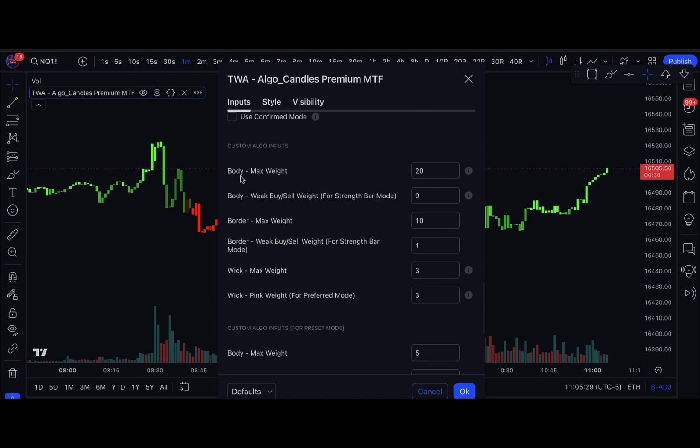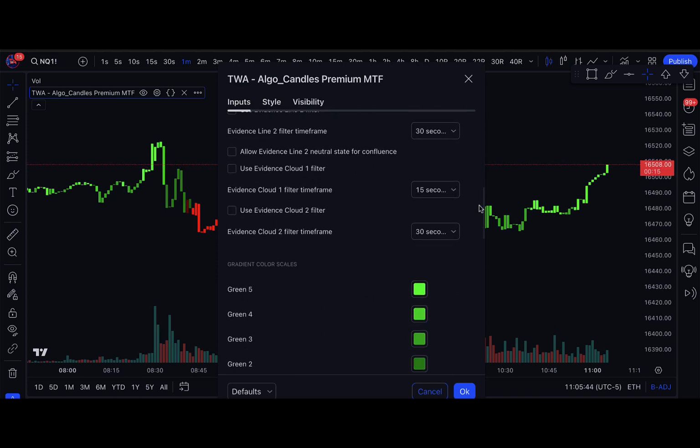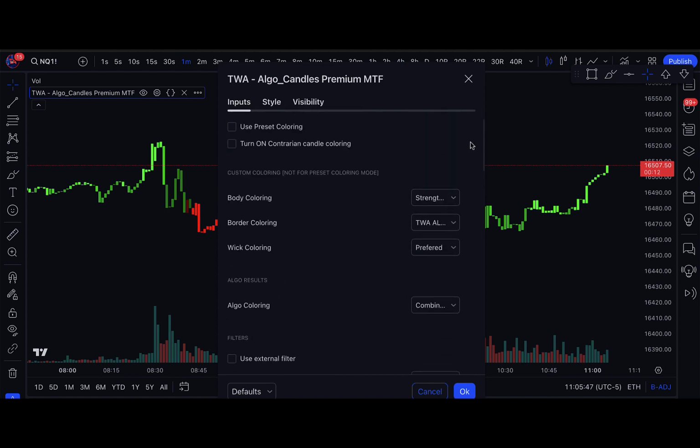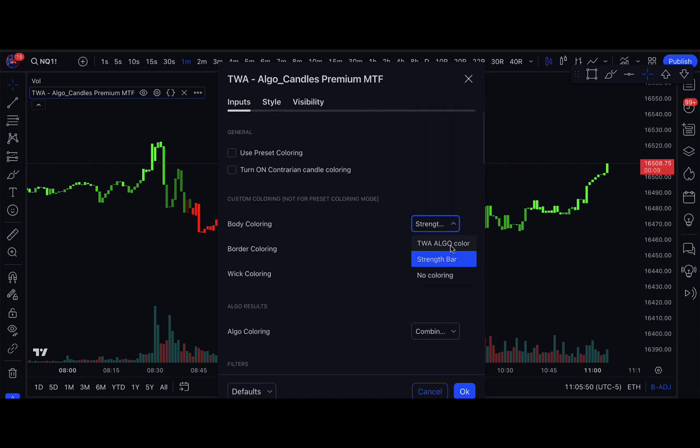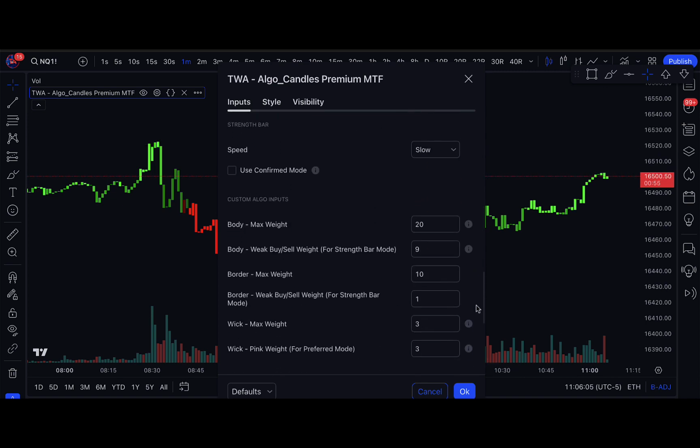What it's doing is saying for the default settings the body is the most important. And what's the body? The body is the strength bar. So we're saying this strength bar is the most important weight to our calculation. So if the strength bar is green and the TWA algo coloring is red, then the indicator is going to give more weight, more favor, more preference to the strength bar. Why? Because you told it to. It's weighted more. If you want it to be opposite, you can change the weighting around.